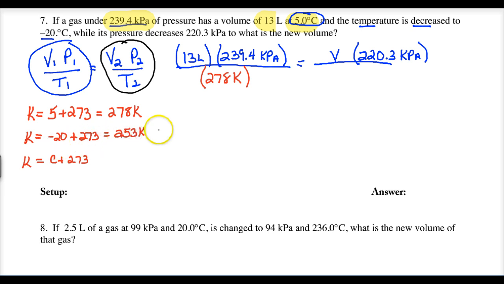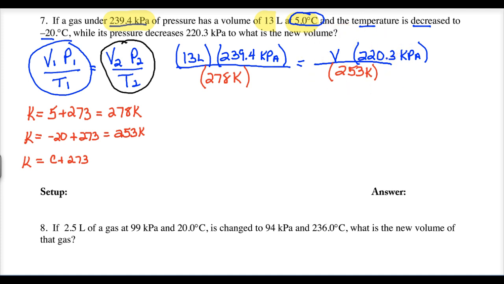All right, it's 20 degrees less, so this is 253 Kelvin. And all I did was just plug in the variables, the ones that were given to us in the current scenario, and here are new temperature, new pressure, what's the new volume. So this was reading, if I have a gas at 13 liters, at 239.4 kilopascals, at this temperature, if I was to change the pressure, in this case drop it a little bit, and drop the temperature a little bit, what's the new volume, the new circumstance?